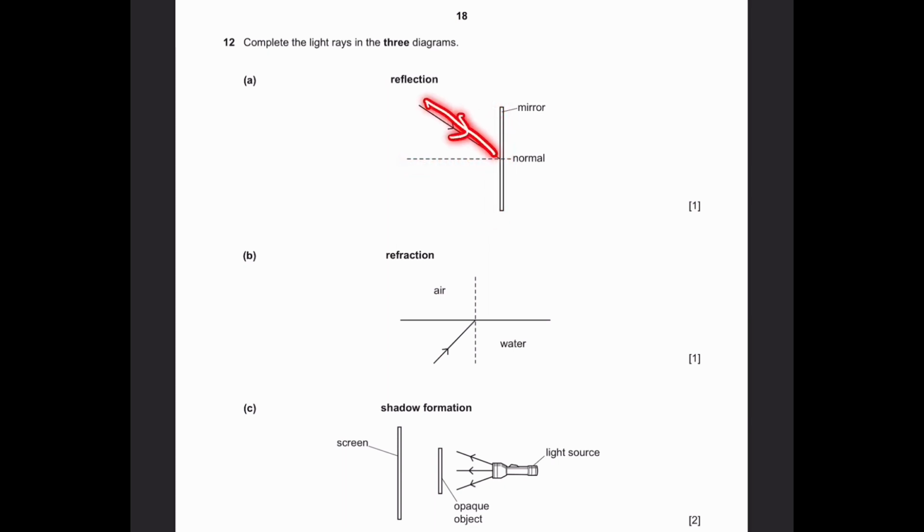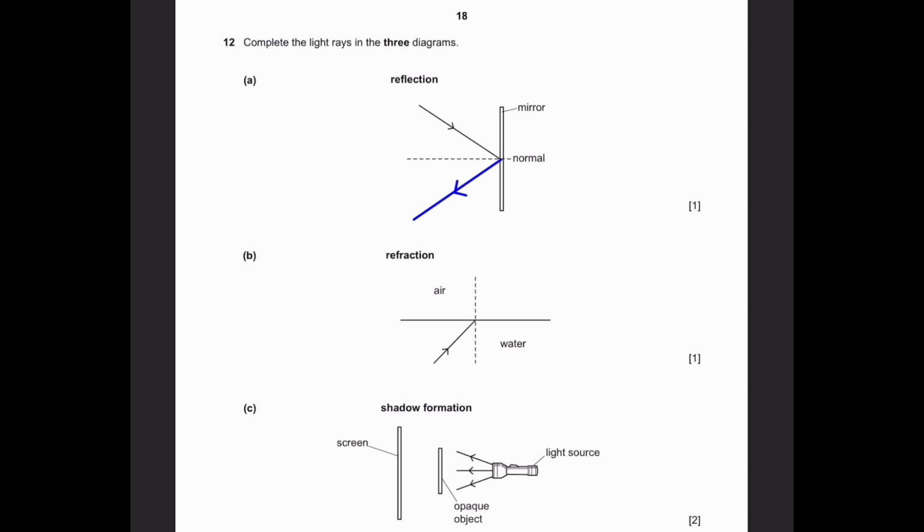Now we have an incoming ray, which we will write as I. The angle between the incoming ray and normal can be written as angle I. Now we need to make sure that when we see a reflected ray, R, this angle R and this angle I are equal. And by doing that, measuring the angle, we can draw a reflected ray. I don't have a protractor to measure the angle in my app I'm using, so I'm not going to do it.